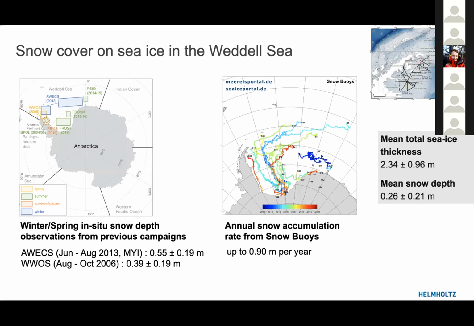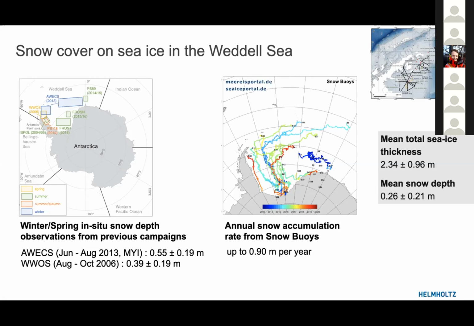However, knowing these values, we know from previous expeditions to the northwestern Weddell Sea during wintertime, in 2013 the expedition AWECS, and in 2006 the Winter Weddell Sea Project expedition, where we observed snow buoys drifting through the Weddell Sea, that we have an annual snow accumulation rate of about 90 centimeters. And those are, of course, quite in contrast to the 26 centimeters now observed only during Weddell Ice.